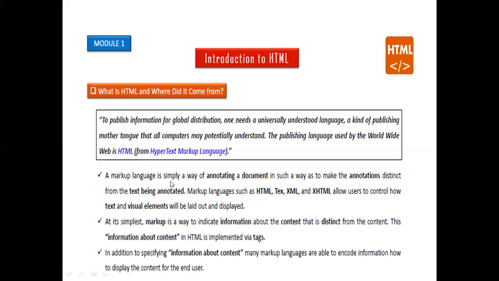A markup language is a way of annotating a document in such a way as to make the annotation distinct from the text being annotated. Markup languages such as HTML, TeX, XML. These are the different types of markup language. Along with HTML, we have XML, TeX, XHTML. They allow the user to control how text and visual elements will be laid out and displayed. So these markup languages help the user decide how to display the text and how it looks visually.